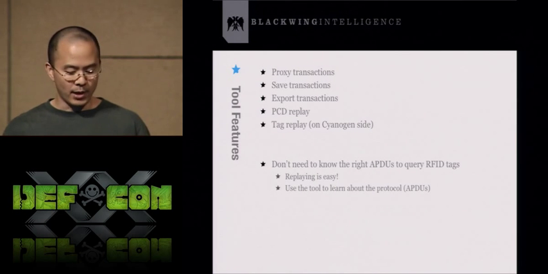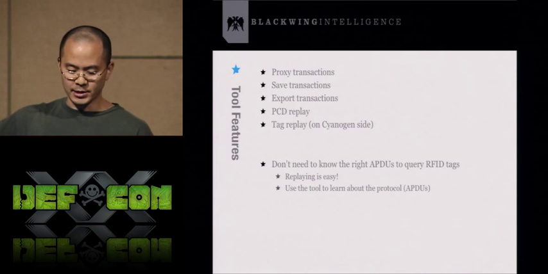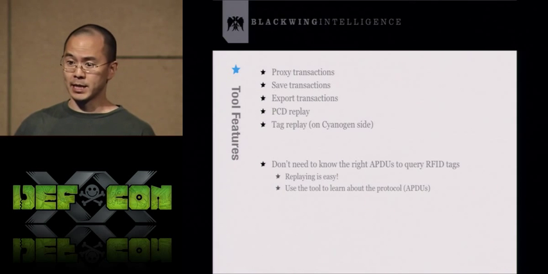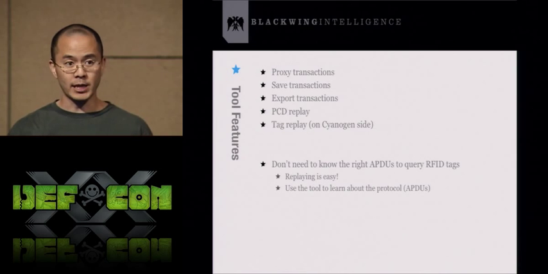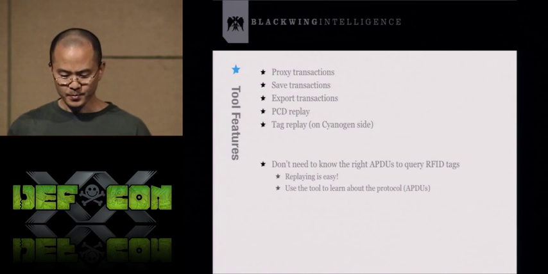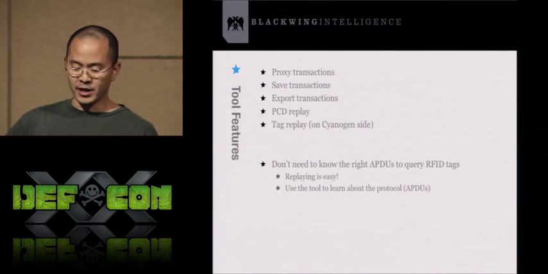So what NFC proxy allows you to do is proxy that transaction, save that transaction, and export that transaction. You can replay all of the requests that the PCD made, and then you can replay all of the responses that the credit card gave. Now that feature requires that special Cyanogen code. One thing to note, if you're saving and exporting data, none of that stuff is encrypted, so store credit card information at your own risk.